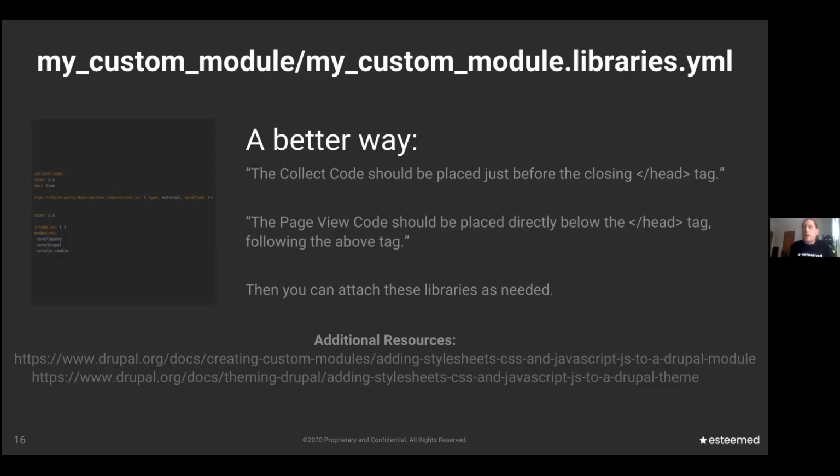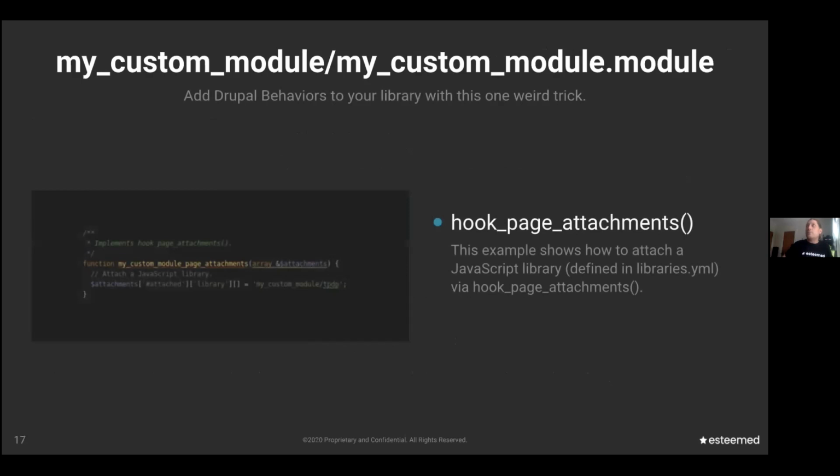I'm a little sad that the slide got a little malformed there, but essentially those additional resources at the bottom show you, in the Drupal.org docs, if you're creating a custom module or a custom theme, how to add style sheets, CSS, and JavaScript, JS, to a Drupal module or to a Drupal theme. That's the real place to go to get more in-depth knowledge about it, since unfortunately you can't really read that slide. This one is much easier to read.